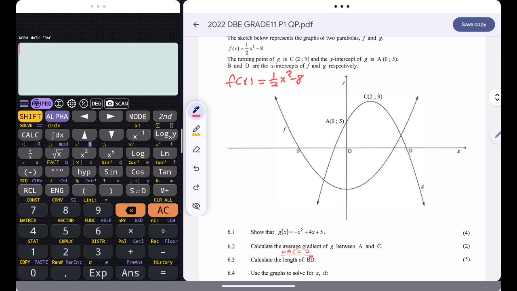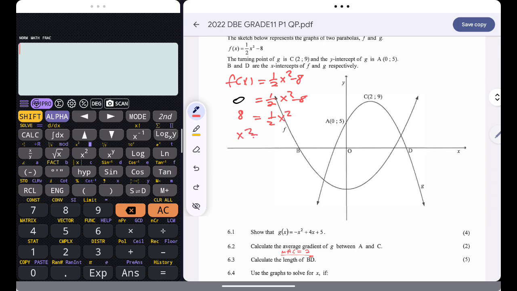Okay, for me to find x-intercepts, always, I don't care what kind of graph I have, y is always 0. After making y 0, I just need to solve for x. 0 equals 1 over 2 x squared minus 8. Whenever I take the 8 to the other side, it will be positive. I'll have 1 over 2 x squared equals 8, then multiply both sides by 2.